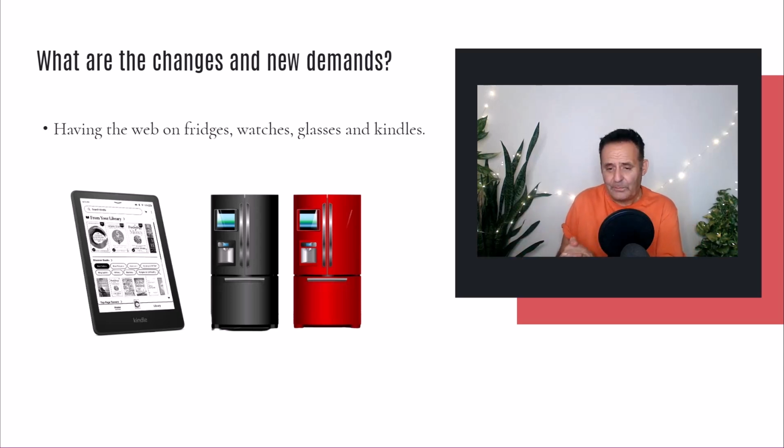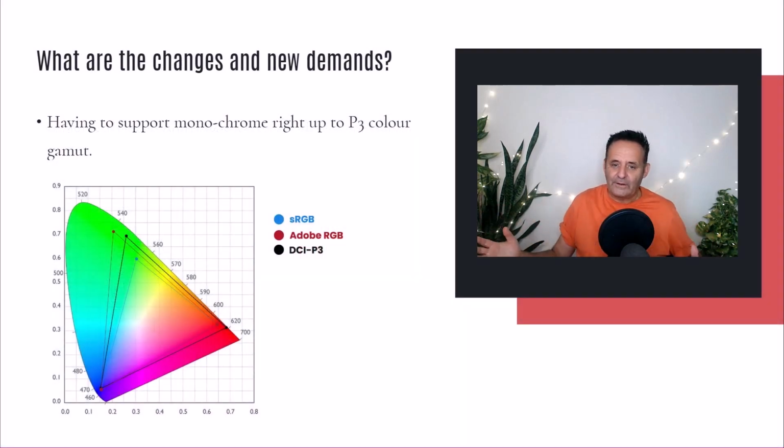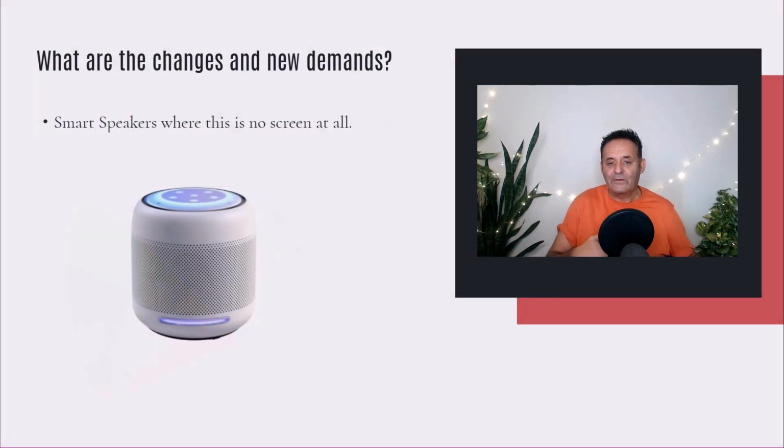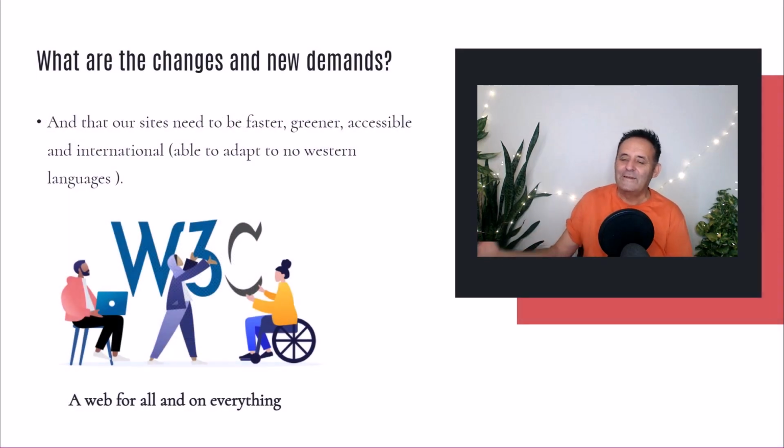We're seeing the web appear on fridges, on our wearables, watches, glasses, on black and white Kindles. So we're now having to support monochrome right up to the new P3 color gamut, which is much wider than our graphics design program support at the moment. We're seeing smart speakers where there's no screen at all. And if anyone's been doing this for a little while, you probably see that our sites need to be a little faster loading. They need to be lighter, so they are greener.